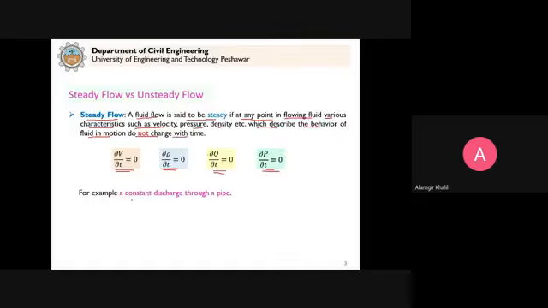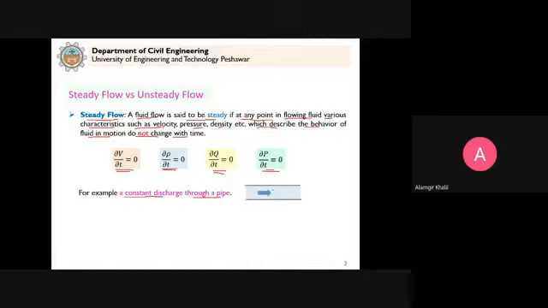We have studied so many examples so far, a lot of cases, and all were steady flow conditions. But a simple example is a constant discharge through a pipe. When we have a pipe and the rate of flow is constant, it is not changing with respect to time, let's say at 8 a.m.